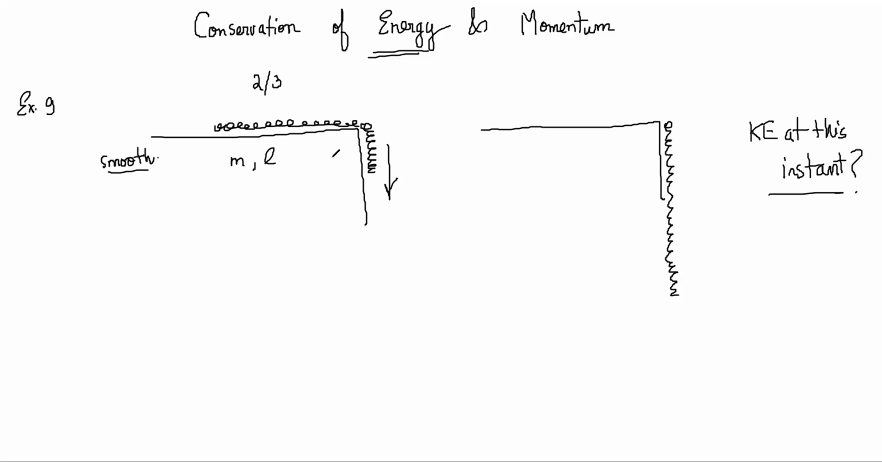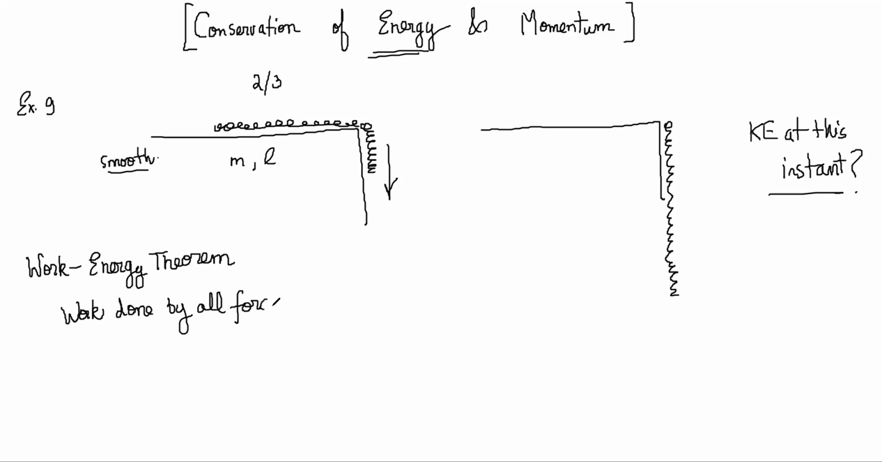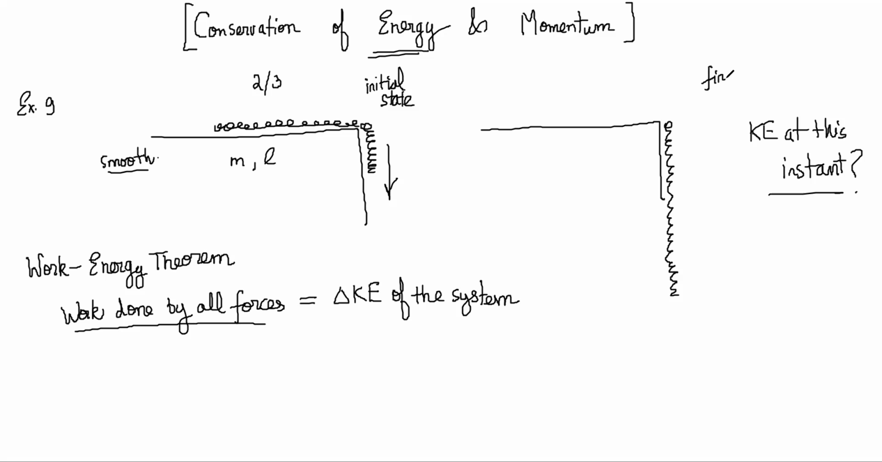So, if you have read the theory, then you will know that there is the work-energy theorem. The work-energy theorem is the most important thing in the chapter, and the way you apply it is: work done by all forces is equal to the change in kinetic energy of the system. So you can list out all the forces and see how much work they do while the body goes from this initial state to this final state.